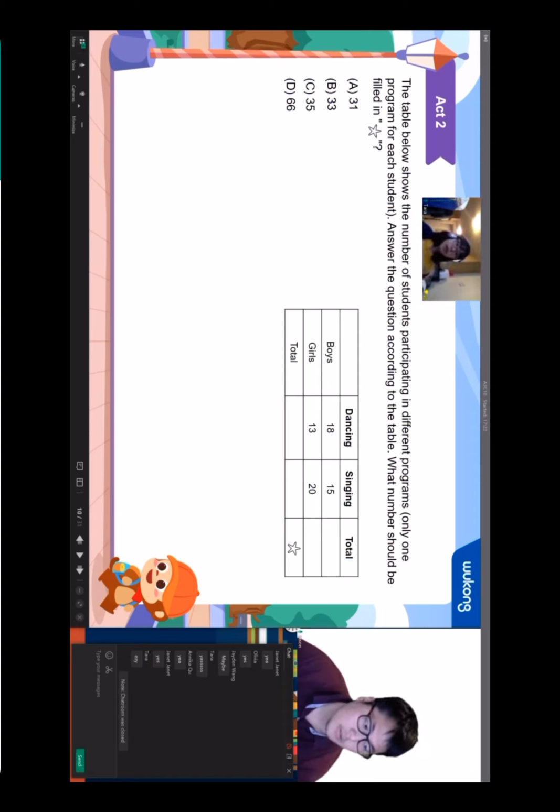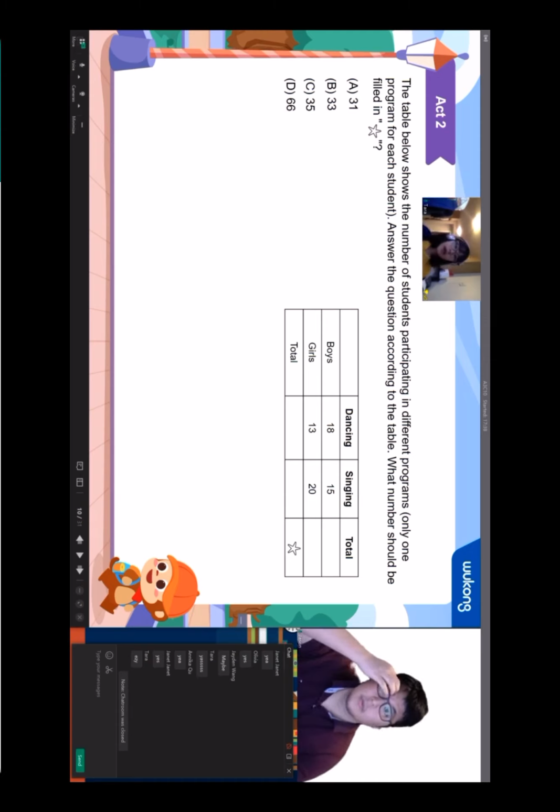The table below shows the number of students participating in different groups. Do I read the brackets? Yep. Only one program for each student. Answer the question according to the table. What number should be filled in the star? Okay. So yeah, how do you do this question?